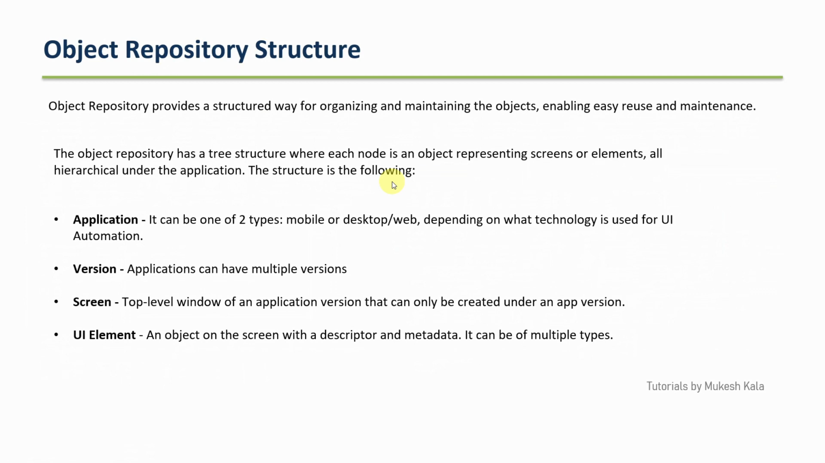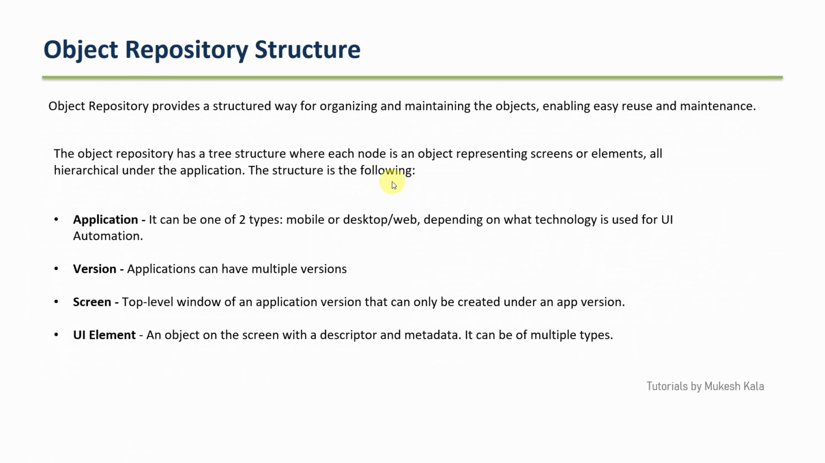The object repository has a tree structure where each node is an object representing the screen or the elements. The structure is the following. At the top you would always have the application. It can be mobile, it can be desktop, it can be web, depending on the technology you have used for the UI automation. If I pointed to Notepad, my application becomes Notepad. Okay, then every structure has something which is called version. Version, same as you have the version for a NuGet package: 1.0, 1.1, 1.2. The UI repository also has versions that would guide you on which version you are using.